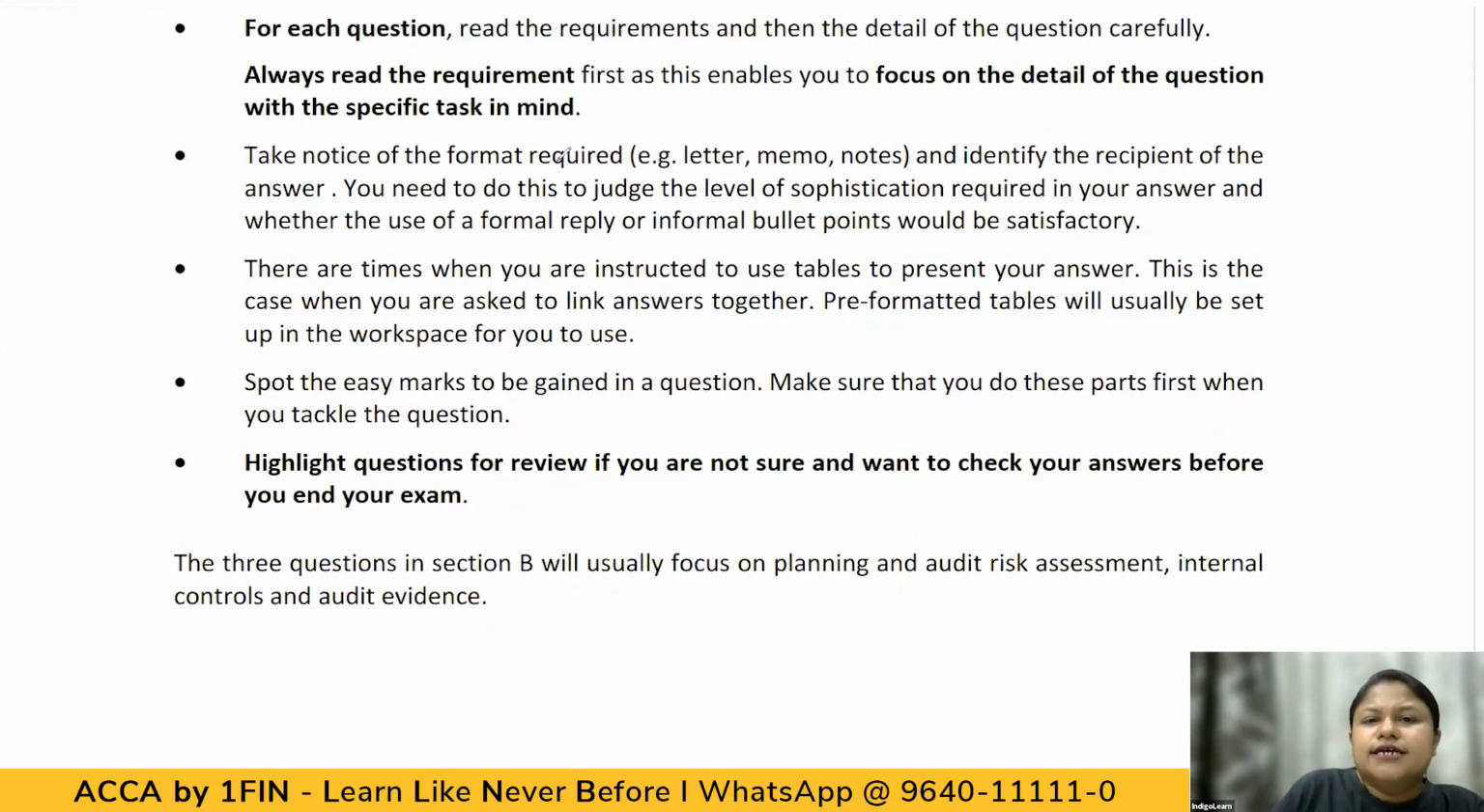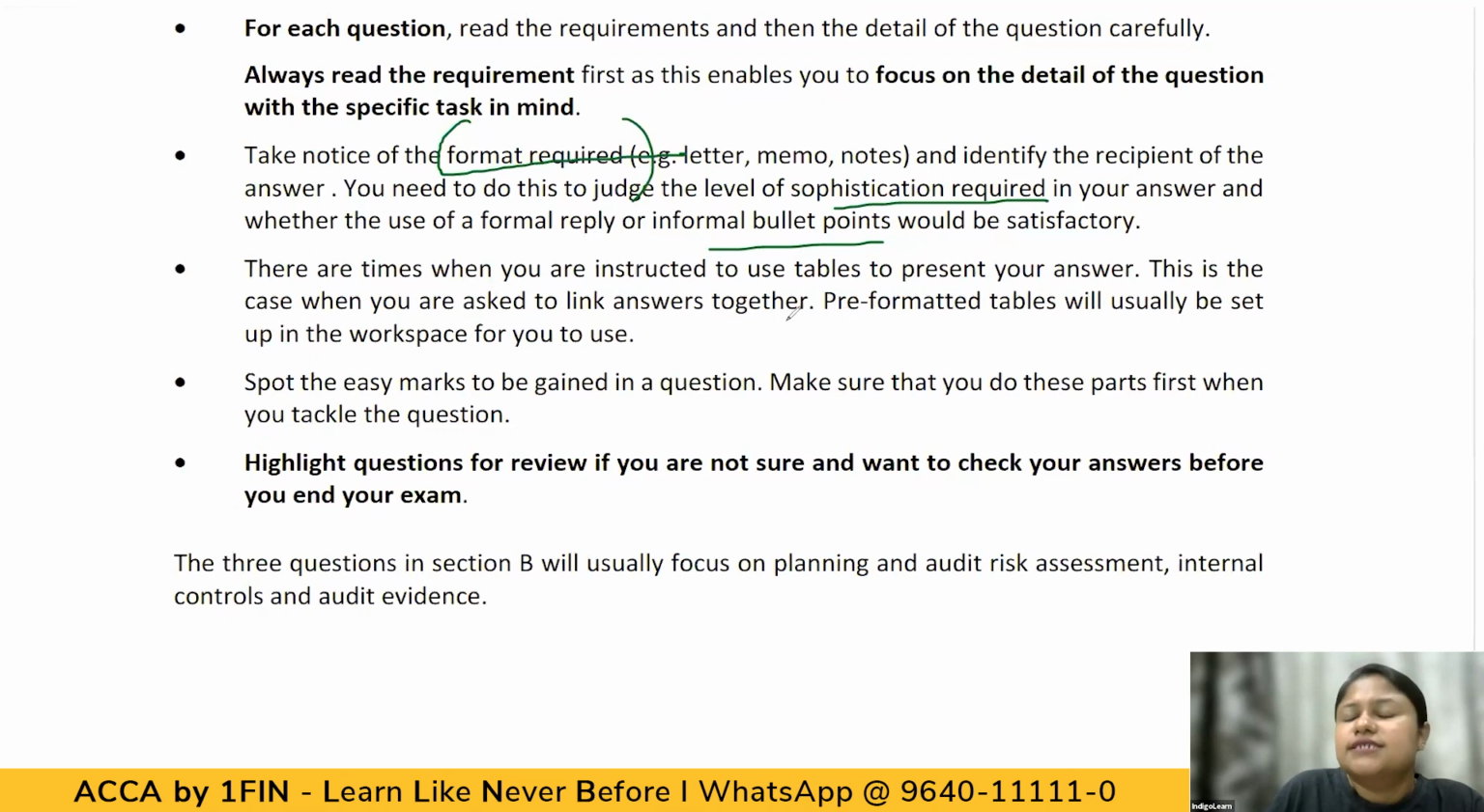Then, sometimes you are required to understand the format required. Sometimes they ask you to draft a letter, memo, notes, and all of that. Sometimes the question will be very clearly asking you to write in a certain way. So you should understand when bullet points have to be used, and when a sophisticated, very much to the point answer has to be given. So a very formal reply has to be there for your particular answer.